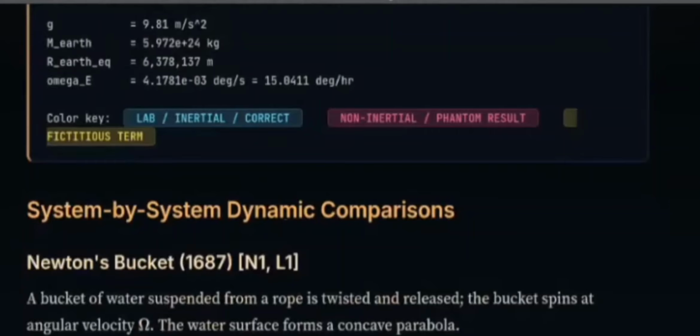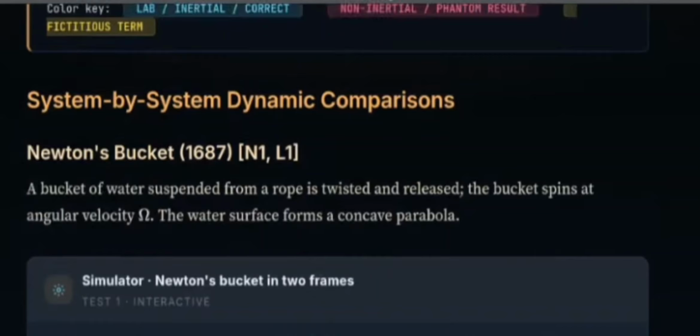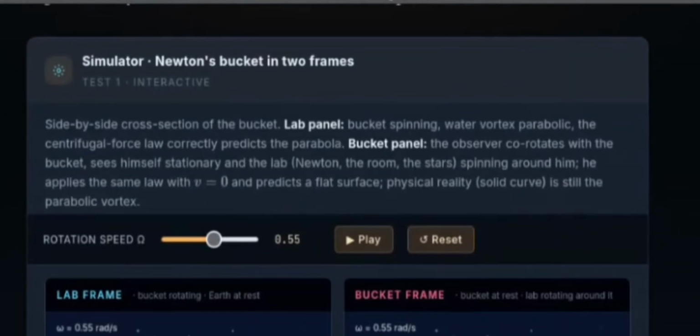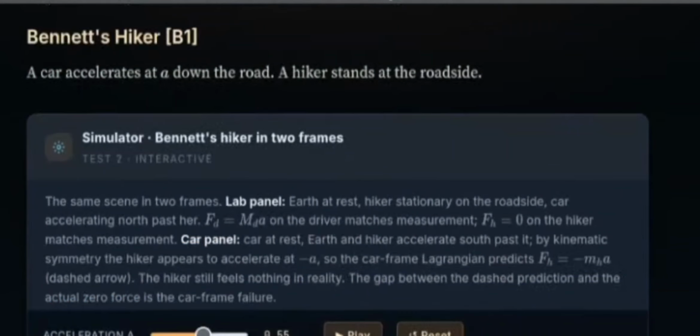So yeah, last week we did the bucket, the hiker, the pendulum, and whatnot, and the simulators aren't fully set up yet for this. So just ignore this. These are wrong. Like this shows the water at rest as a curve. It hasn't been updated yet.